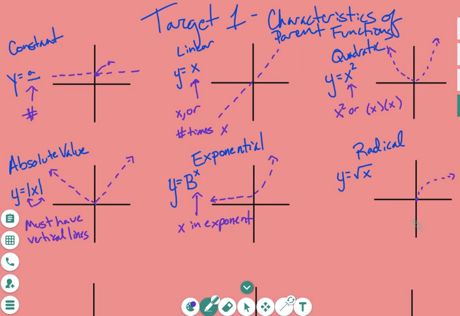So the radical parent graph looks like that. Now the unique piece here is that every other graph, as you've probably started to notice, has never-ending pieces. It goes in both directions forever, arrows on both ends. The radical graph does not. Now, like I said, the cube root graph looks a little bit different. But for the square root graph, it has a definite starting point and it continues on from there. So it has a square root symbol or a multi-root symbol where there's a number up here. And that's what makes it unique.